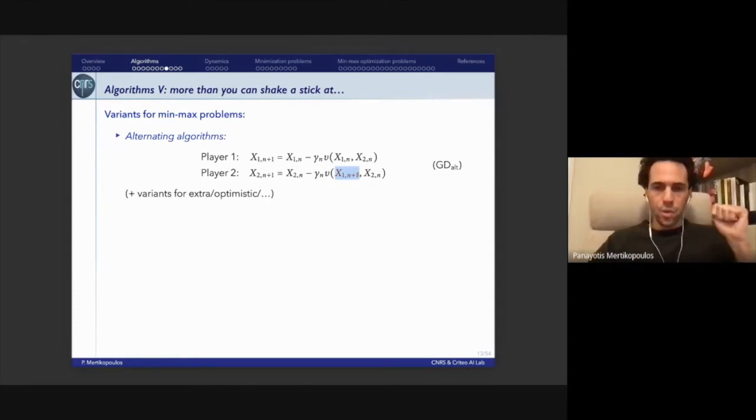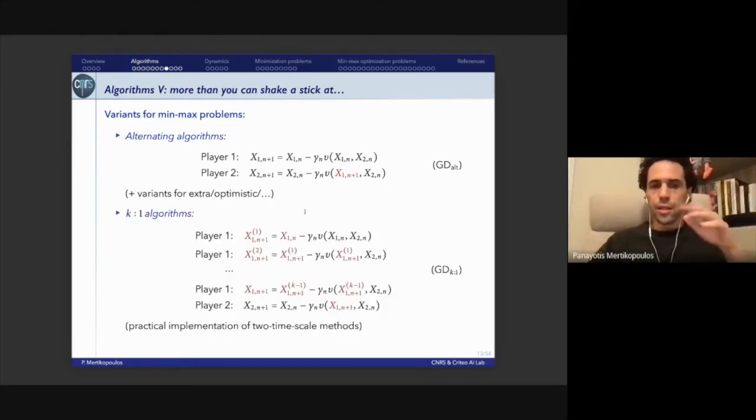the information update of the first player. Or there are also so-called K-to-1 algorithms, where player 1 maybe takes K gradient steps before player 2 takes 1 gradient step. And in a certain sense, this was also the original method proposed by Goodfellow in his GAN paper, where he was assuming that the first neural net was running stochastic gradient descent for very many iterations to get convergence, and then the discriminator makes an update.